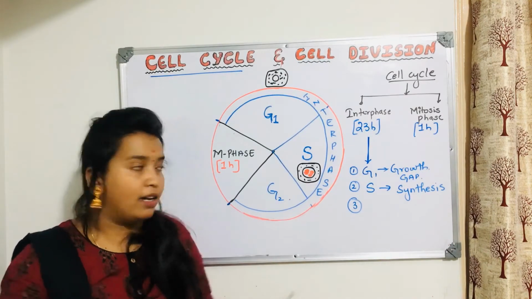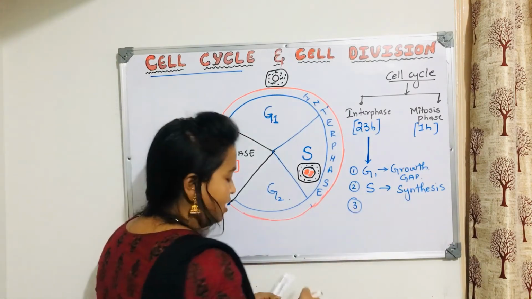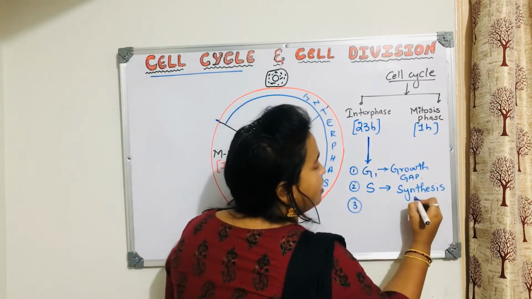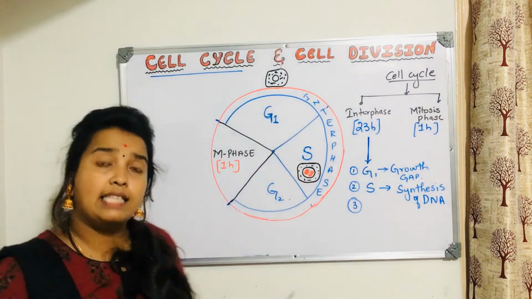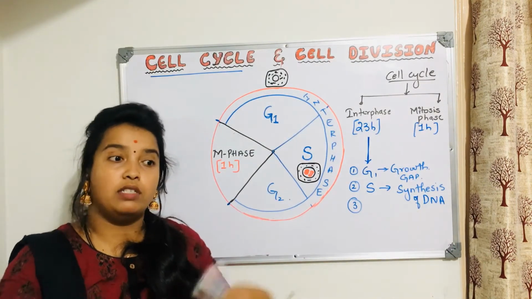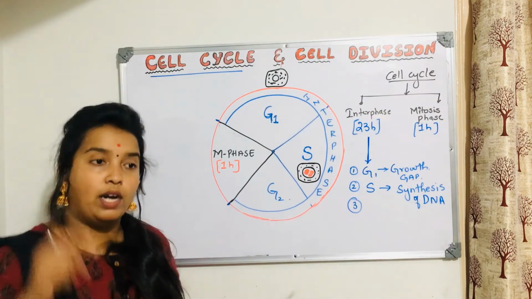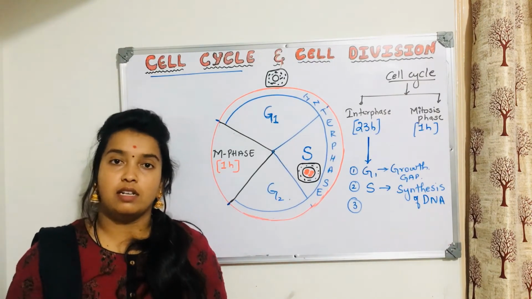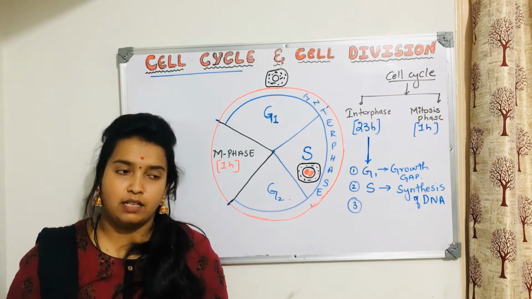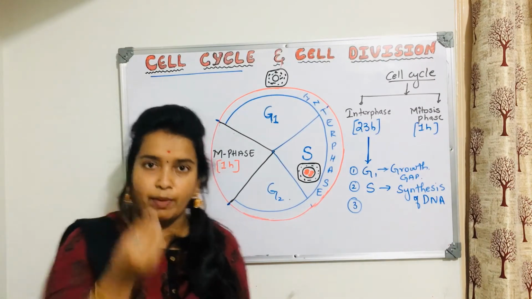What is happening here? Synthesis of what? Synthesis of DNA. Now, synthesis of DNA means what exactly is happening here? How is it synthesizing its DNA? To understand this, you need to understand again the chapter from second year, that is molecular basis of inheritance. But anyway, I'll try to give you some idea about that.